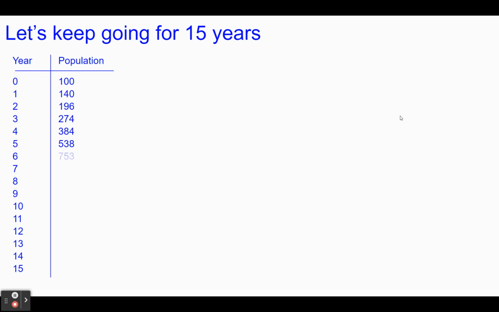At the end of year 6, it would be 753. At the end of 7, 1,054, then 1,476. Whoa, we're adding more than 400 fish in 1 year now. When we started with only 100, well, now things are increasing pretty quickly. At the end of year 9, 2,066. At the end of year 10, 2,893, then 4,050, then 5,669, then 7,937, 11,112, and at the end of year 15, 15,557. So between years 14 and 15, we added about 4,000 new fish.